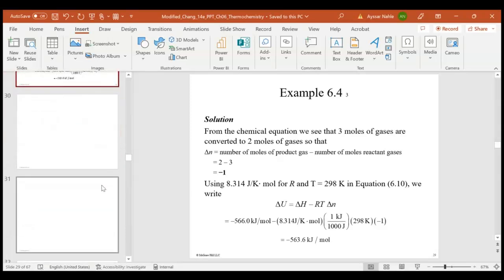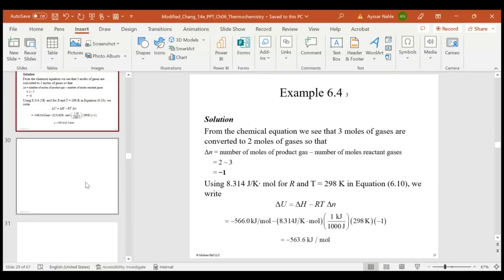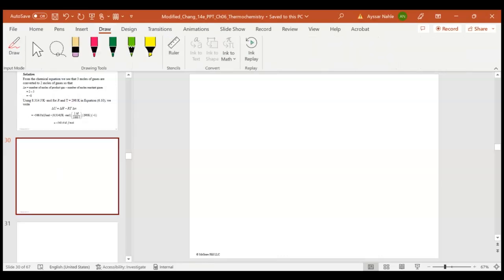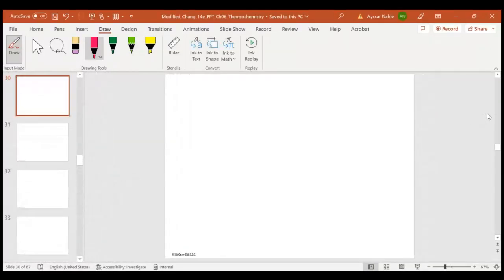We're going to move to slide number 30. But before I go through the slide as usual, I'm going to explain something. Last time, I think I mentioned the specific heat, yes? We say that the specific heat is the amount of heat needed to raise the temperature of 1 gram of any substance by 1 degree Celsius, all right?